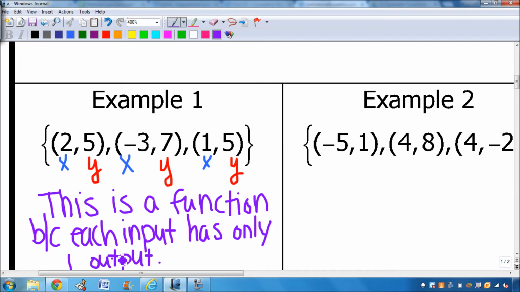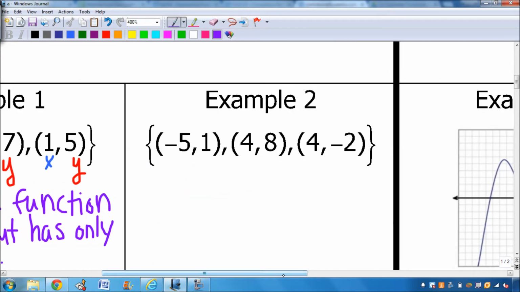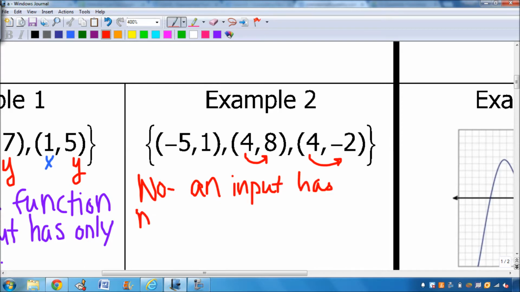Okay, all right, so now let's take a look at example 2. Example 2 has (negative 5, 1), (4, 8), and (4, negative 2). And if you look, this 4 has an output of 8 and an output of negative 2, which means this is not a function. So we're going to say no, an input has more than one output.